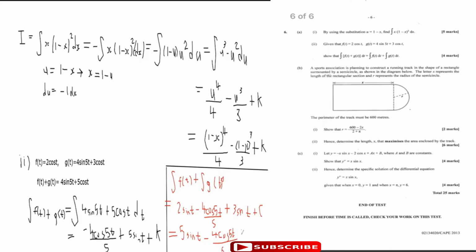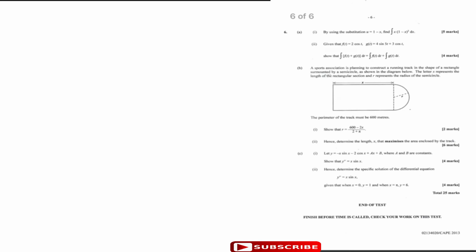Plus their constant c. Clearly they are the same. Alright, so just to conclude around here, hence, it is definitely seen that the integral of f of t plus g of t, when you do it like that, is just equal to the integral of f of t plus the integral of g of t.